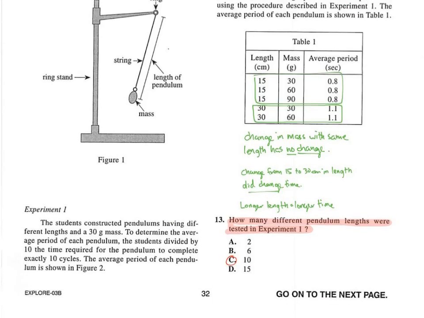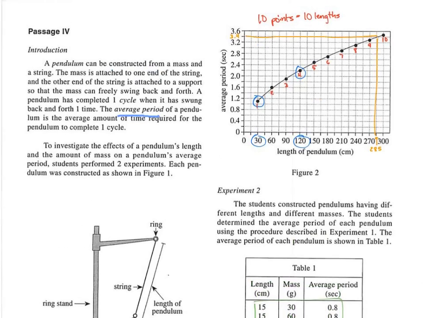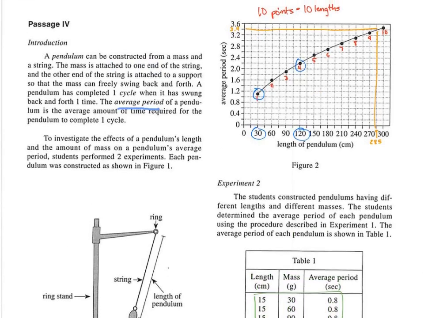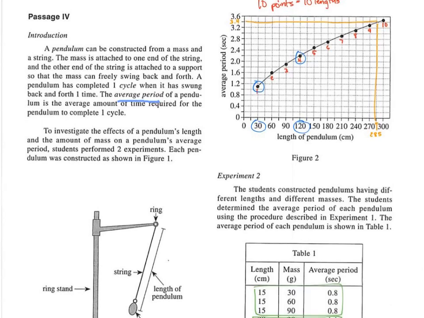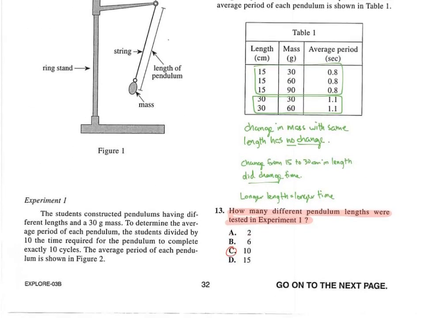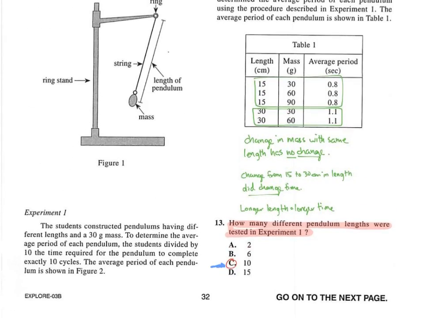Number 13 says, how many different pendulum lengths were tested in experiment 1? Well, the results of experiment 1 were in figure 2 here. There are 10 points in this graph, and for the length of the pendulum, you can see there are 10 different points along the x-axis. That must mean there were 10 different pendulum lengths. So number 13 was C.